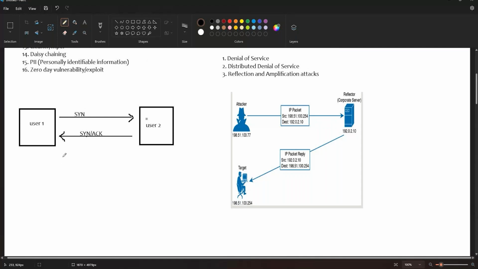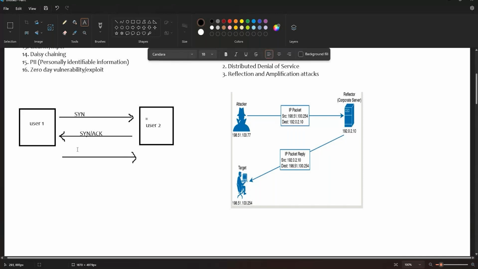User one says, thank you, and I have also saved your identity. That is what happens in the three-way handshake. SYN, SYN-ACK, and an acknowledgement flag. These three flags are sent, that is how communication happens. Clear?